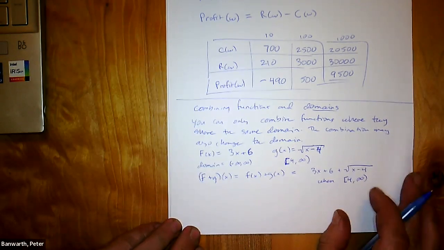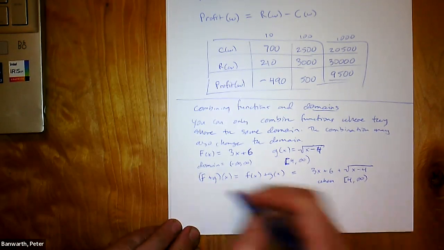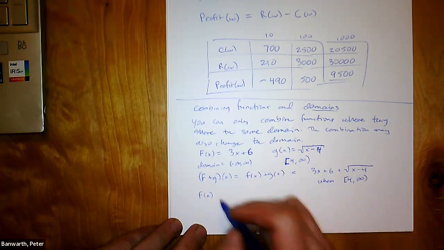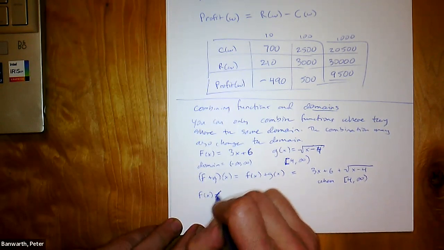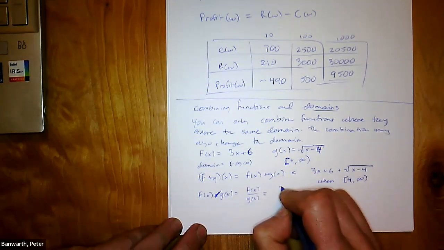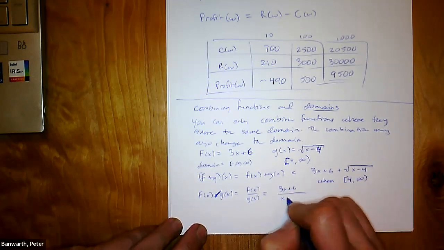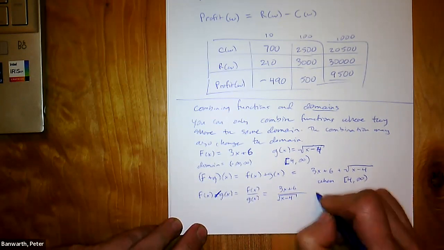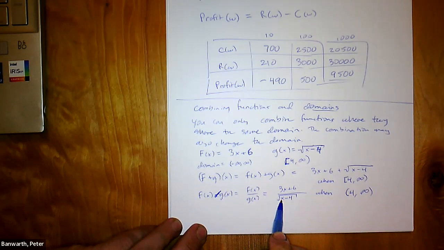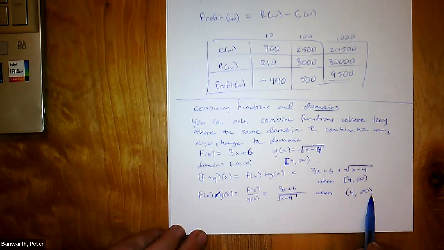All right. Let's see. What about f of x divided by g of x? I'll write that again. f of x over g of x, that's equal to 3x plus 6 divided by the square root of x minus 4. And now I can't include 4 because that would make the bottom 0. That's what I mean. The combination may also change the domain. Any number can go on the top, but only numbers strictly greater than 4 can go on the bottom. So that actually makes my domain a little bit smaller.